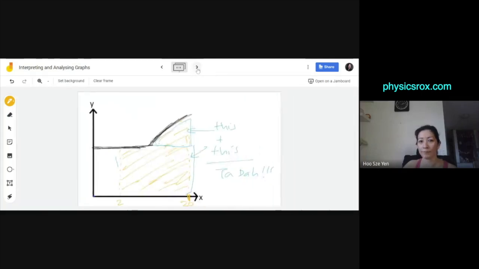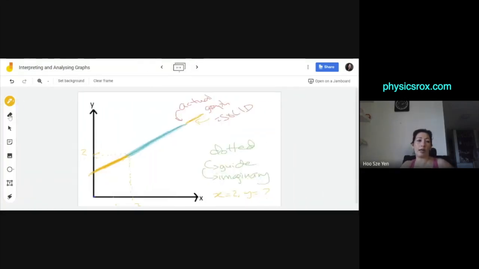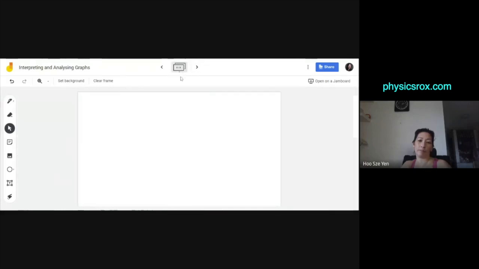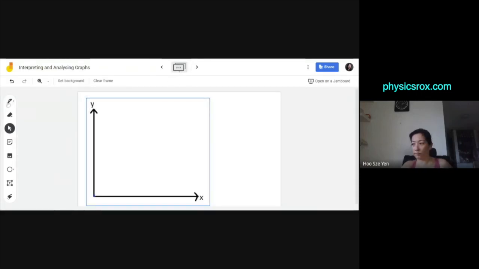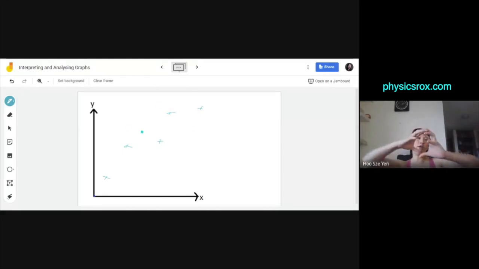Okay. So coming back to interpolation. Interpolation, you've been doing this all this while. Like I said, you just didn't know it's called interpolation. Interpolation is this. Have you drawn best fit lines before? Yes, right? Extrapolate means you go outside your range of data. So interpolate means you go inside the range of your data.